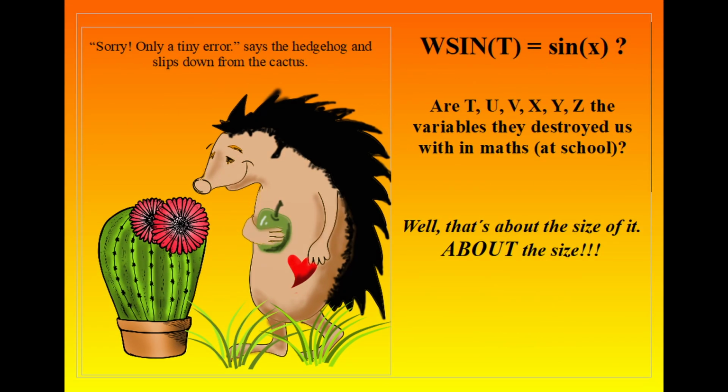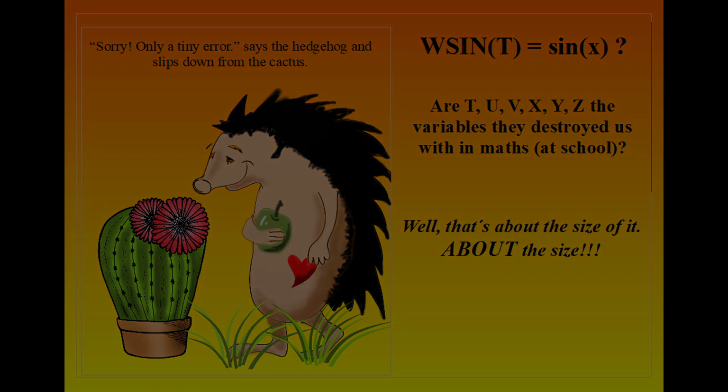By the way, you will have come to the conclusion that T and U and V and X and so on are something like the variables in the mathematical expressions and equations they have tortured you at school with. And, well, you are quite right. Quite right. Not perfectly right. But later more about this in videos 2 and 3.